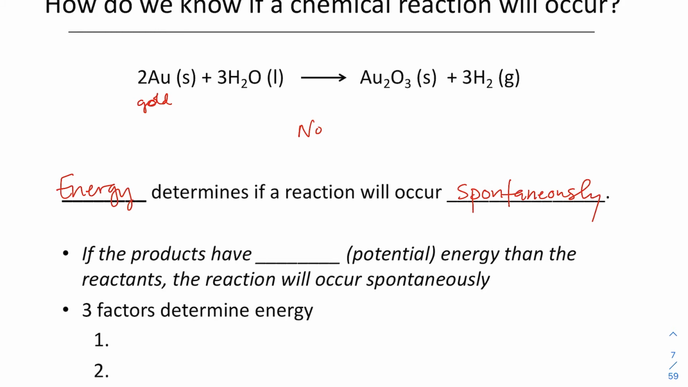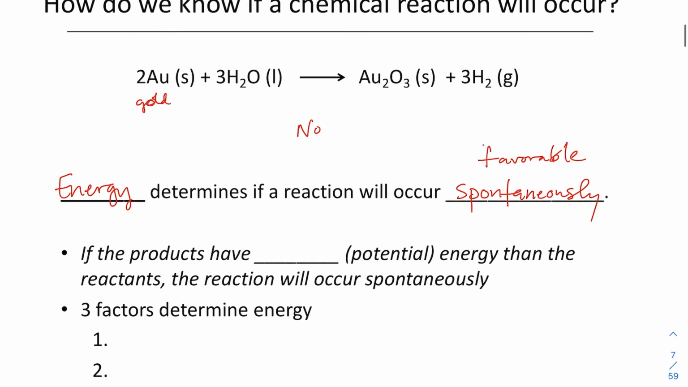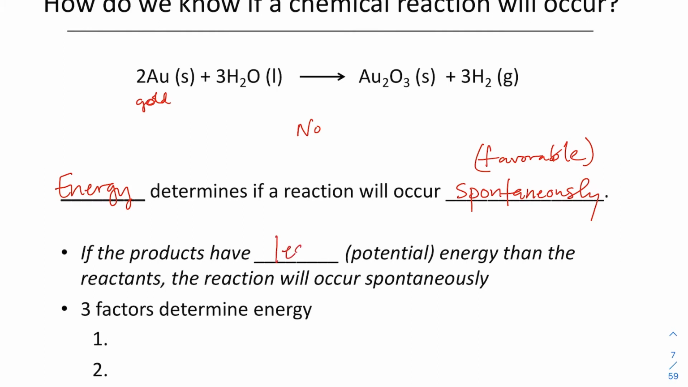So hang on to this word spontaneously. You'll also hear me use the word favorable or unfavorable a whole lot in different portions of Chapter 7. Reactions that tend to be spontaneous tend to be favorable, okay, from a chemistry standpoint. So that may not make a whole lot of sense in your head right now, but just hang on to that idea and we'll come back to it. And then we're going to read the statement below. It says, if the products have, and the blank here is less potential energy than the reactants, the reaction will occur spontaneously.